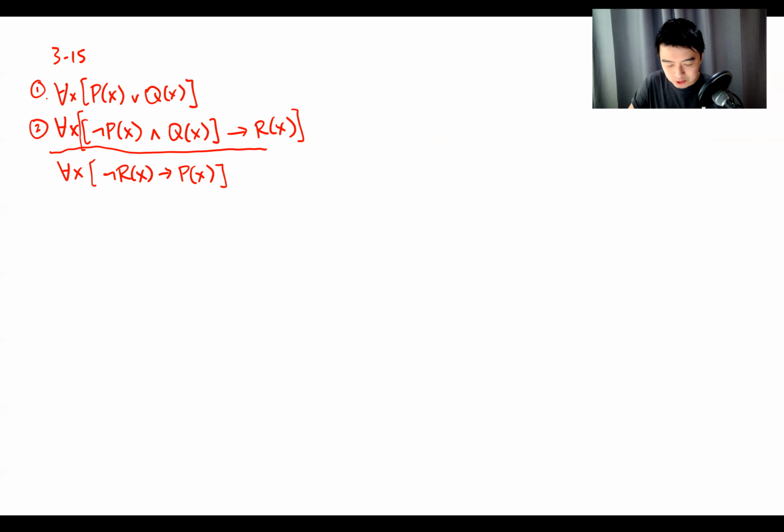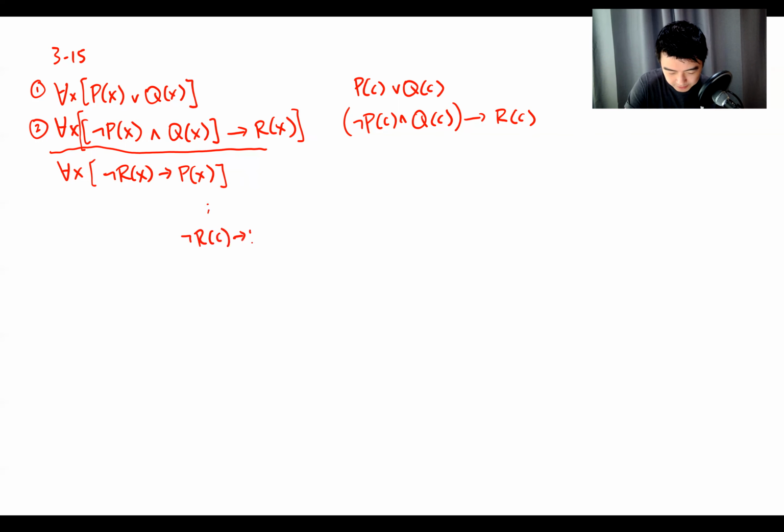So we have number 1 and number 2, which are premises. As I said in the previous slide, we should change this into instantiation. So we have P of C or Q of C, and then we have not P of C and Q of C implies R of C. So there should be a bracket here. And now our goal is to get to the conclusion where not R of C implies P of C. Now, once I get to this point, it's very simple to just go through a generalization back to our conclusion.